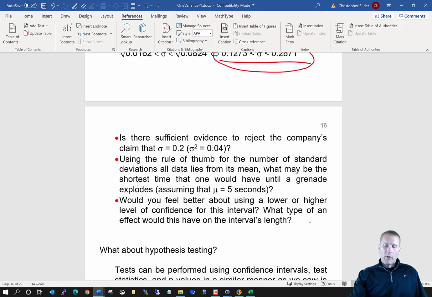But what type of an effect would this have on the interval's length? You know, we've talked about that with respect to confidence intervals for the population mean. I want you to apply what you learned there to this new situation and answer this corresponding question. If you have problems with that, you need to ask during class.